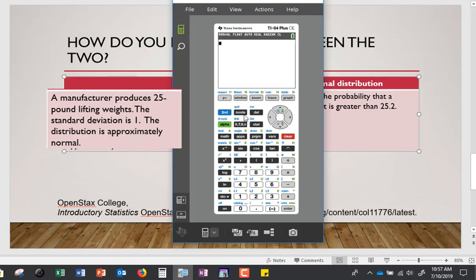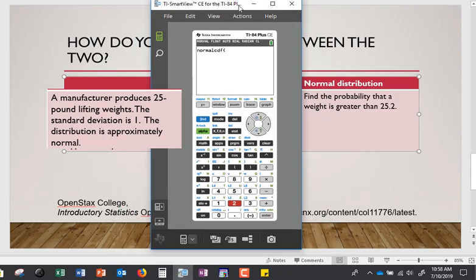So where we want to go is under second and vars, which is our distributions. We want option number 2 for normal CDF. We enter in our lower bound, the smallest number that we want. Here you're looking for the area on the right. You want greater than 25.2. So our lower bound would be 25.2.